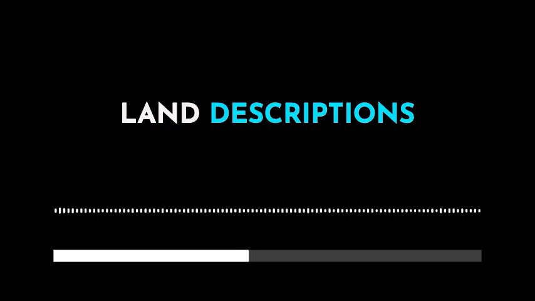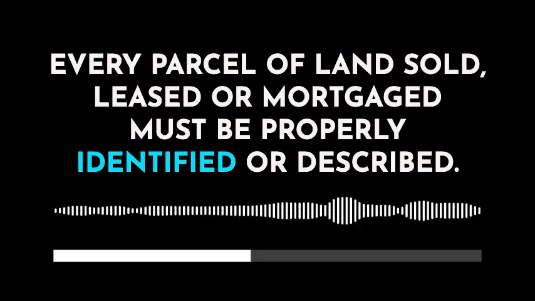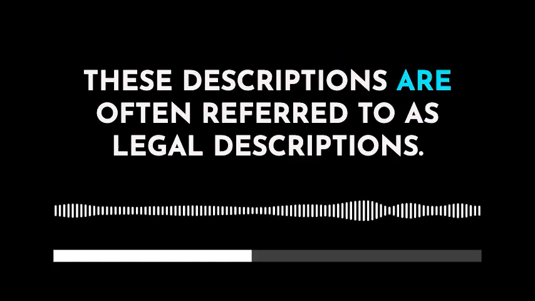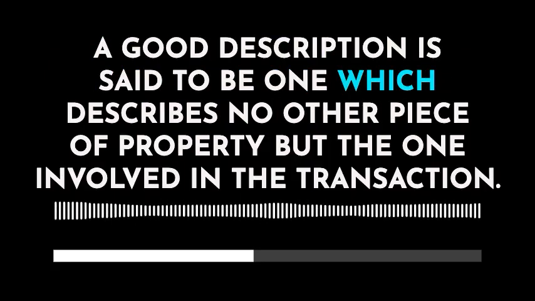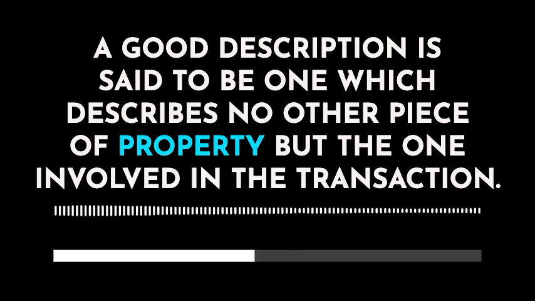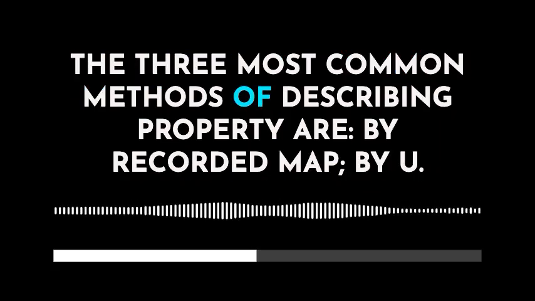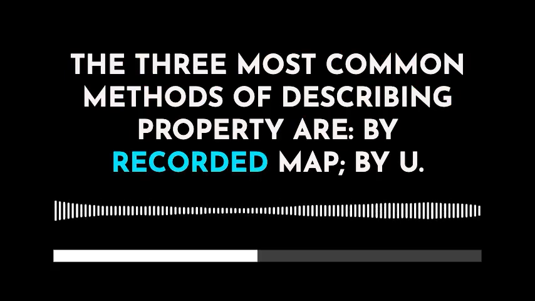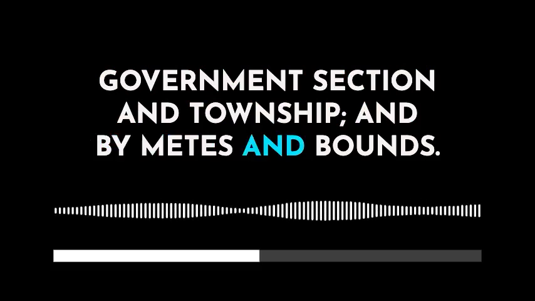Land descriptions. Every parcel of land sold, leased, or mortgaged must be properly identified or described. These descriptions are often referred to as legal descriptions. A good description is said to be one which describes no other piece of property but the one involved in the transaction. The three most common methods of describing property are by recorded map, by U.S. government section and township, and by metes and bounds.